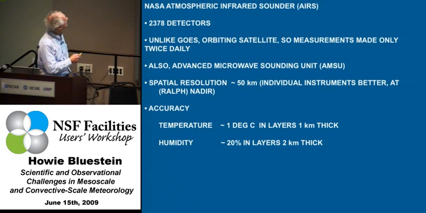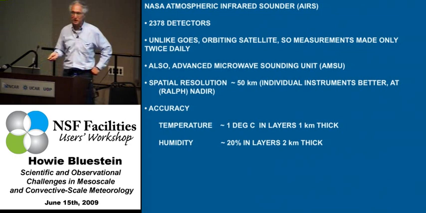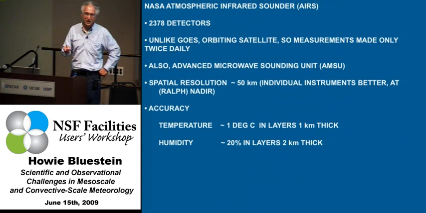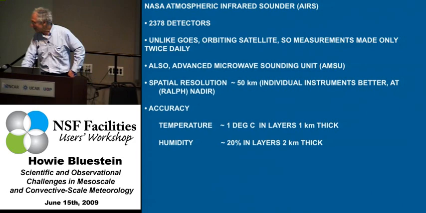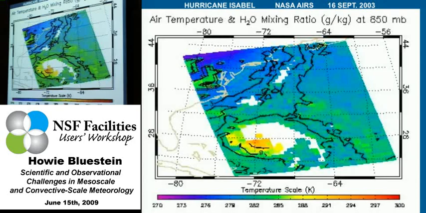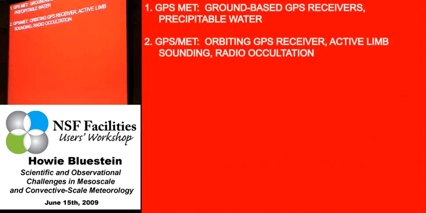But unlike the geostationary satellite, this is an orbiting satellite. The measurements are only twice daily, but you can get incredibly good spatial resolution, 50 kilometers, and there's your accuracy of temperature and humidity. So this is very, very useful for making measurements where you can't have any instruments whatsoever. For example, over mountainous areas, over the ocean, remote parts of the globe. I think I was asked to emphasize the global aspects, and I didn't. There's a picture of Hurricane Isabel using this device, and you can see the very high temperatures in the center of the tropical cyclone's warm core.